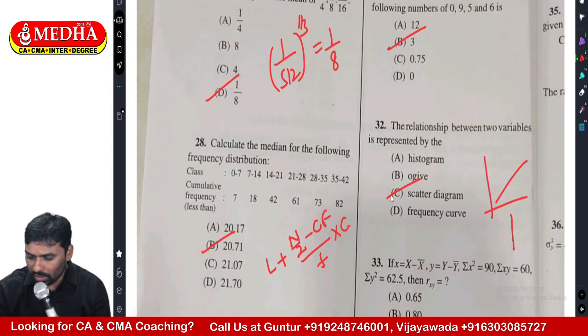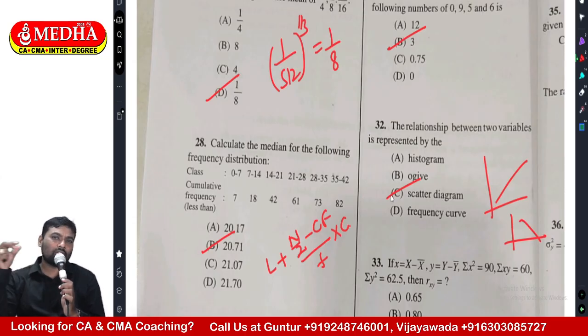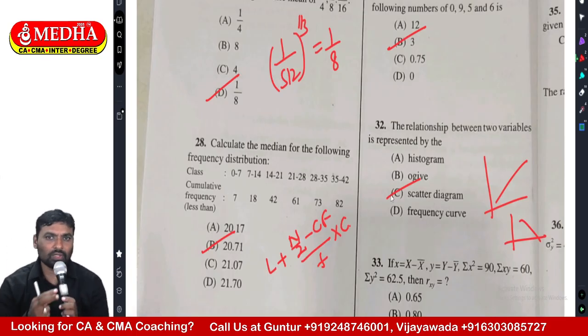If the plotted points are like this, then we say that x and y are perfectly negatively correlated variables. And if all the plotted points are very close to a straight line, then we say that x and y are highly positively correlated.